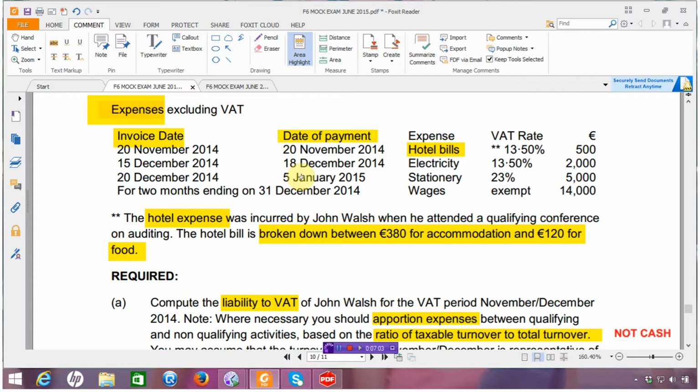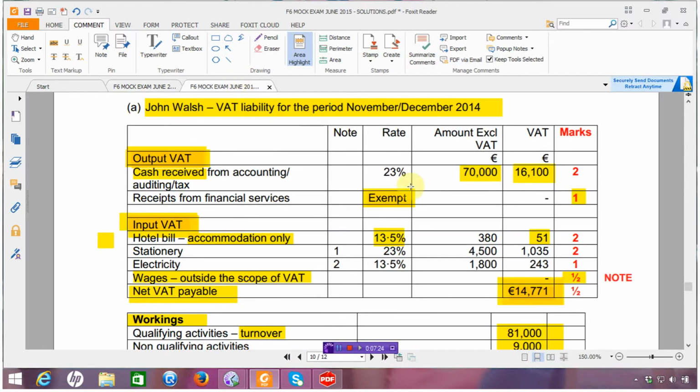Now, we can, in fact, include it because for the cash receipts basis, one key thing to remember is that the expenses are always done on an invoice basis. So just because this item is not paid before the end of the bi-monthly period does not mean that it cannot be reclaimed. So watch for that trick, okay? So hence we have our stationery and electricity figures here, and we're applying our percentage of 90 to those to get the element that's relevant, 1035 and 243.